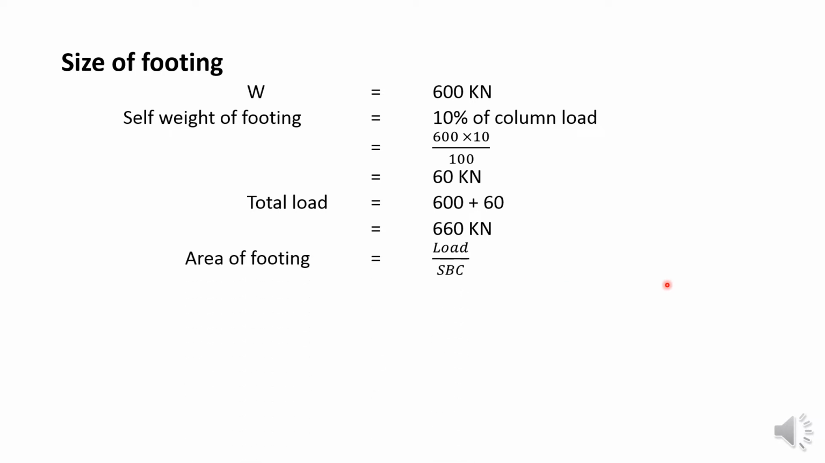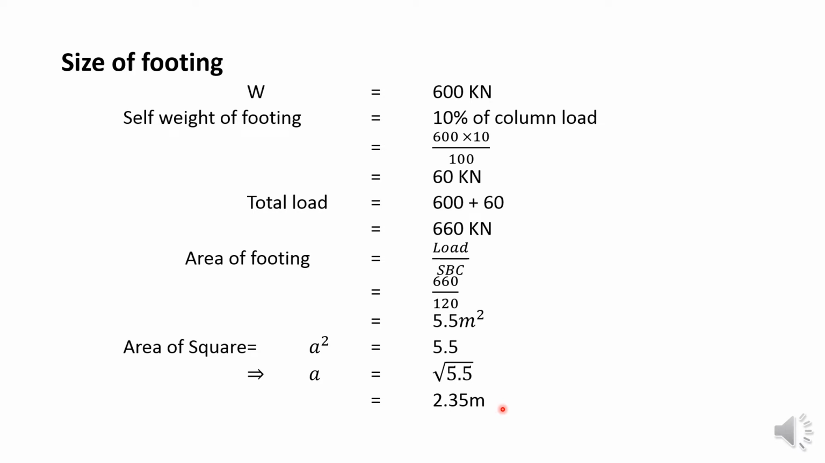Next we have to find out the area of the footing by load divided by SBC, that is the bearing capacity. The load we already found is 660, divided by 120, and we will get a value of 5.5 meters square. So let us assume this is a square footing. So A square is equal to 5.5 meters square. So we have to take the square root of 5.5, and we will get 2.35. So the size of the footing we have to provide is 2.35 by 2.35 meter.